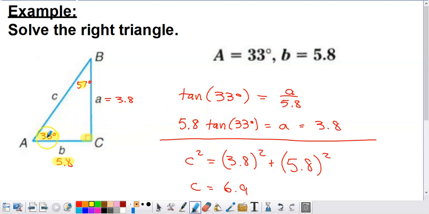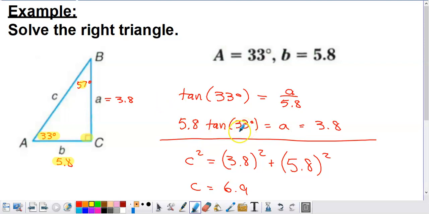So tangent of the angle that we were looking at, which is measuring 33 degrees, has to equal opposite. Well, opposite we don't know. Opposite is A divided by adjacent, right? Tangent is opposite divided by adjacent, which measures 5.8 units. This equation right here is easy to solve for A. I just have to multiply the left-hand side by 5.8, right? Multiplying both sides by 5.8 isolates the A. So after I multiply the left side of this equation by 5.8, I have 5.8 times tangent of 33 degrees.